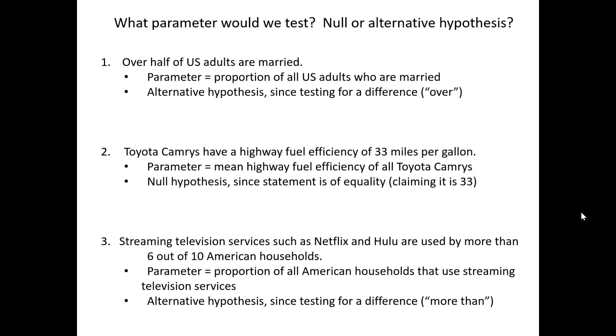All right, number 2, we're thinking about the highway fuel efficiency of Toyota Camrys. So that's a numerical measurement, 33 miles per gallon, for instance. So if we have a single sample of numeric data, we are going to be testing the mean. The mean of what? Well, the mean highway fuel efficiency of all Toyota Camrys, not just the ones in the sample, but the entire population. Examining the statement a little more closely, it says they have a highway fuel efficiency of 33 miles per gallon. So it's essentially saying that that efficiency is equal to 33 miles per gallon. So since it's a form of an equality, then that would make it a null hypothesis.